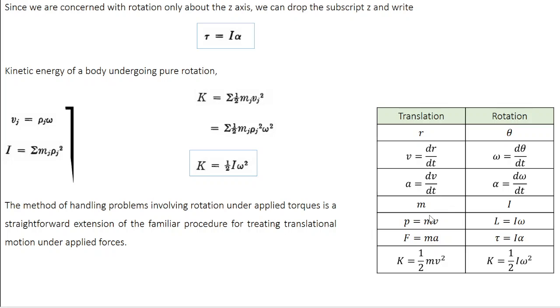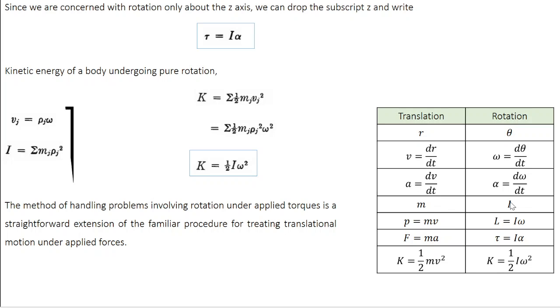In translation motion, you have mass. The equivalent parameter in rotational motion is moment of inertia. But there is a slight difference between these two. Mass depends only on the amount of substance in a system, whereas moment of inertia depends on the amount of substance as well as its distribution. Now, mass into linear velocity gives you linear momentum. If you want to get the corresponding equation in pure rotation, simply replace all these linear parameters with corresponding angular parameters.